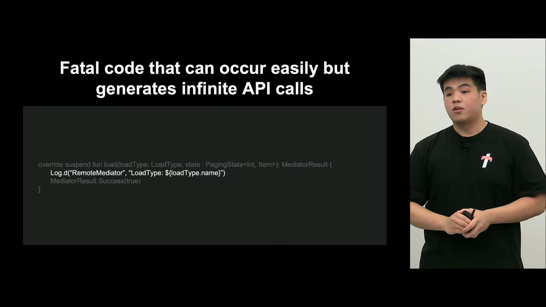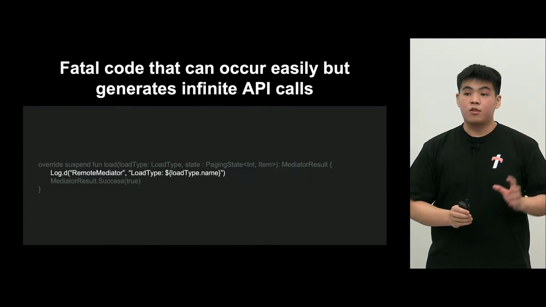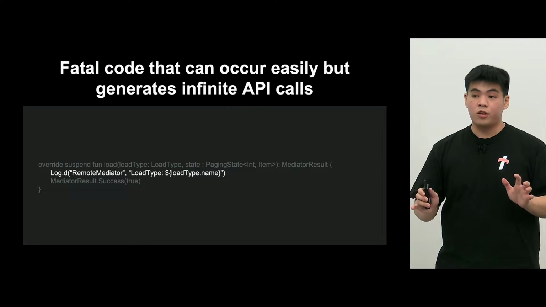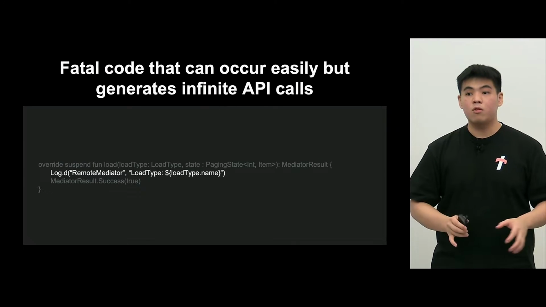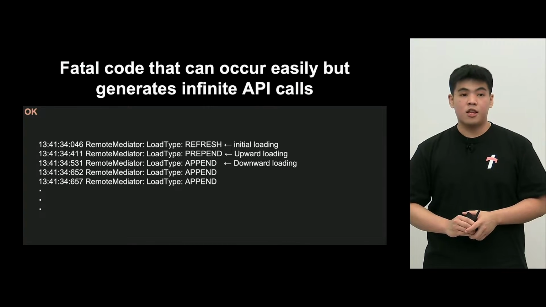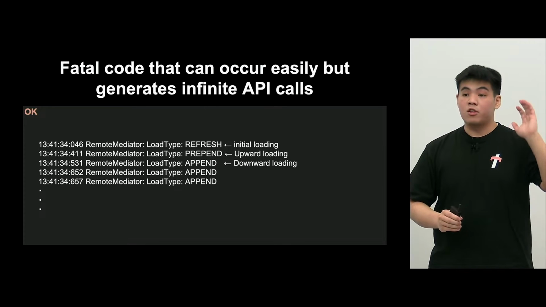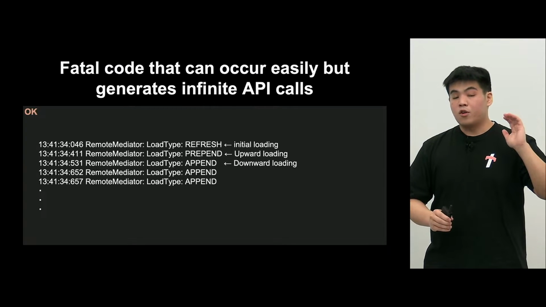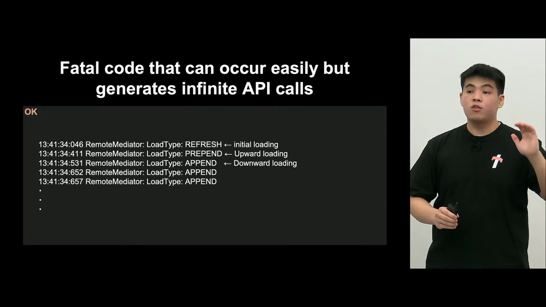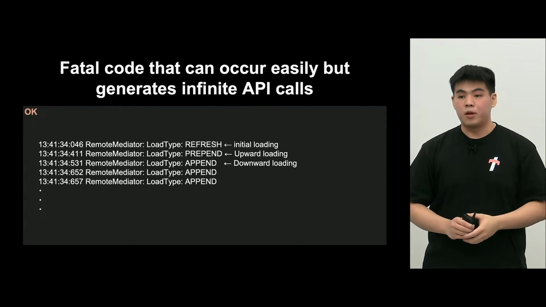Now, with the load function of a remote mediator, let's see how the code is read. Let's compare the code that causes infinite API calls and the code modified to prevent it. Here is the log for the code that doesn't cause infinite API calls. After the initial loading, upward loading takes place, and then downward loading takes place. That is append.